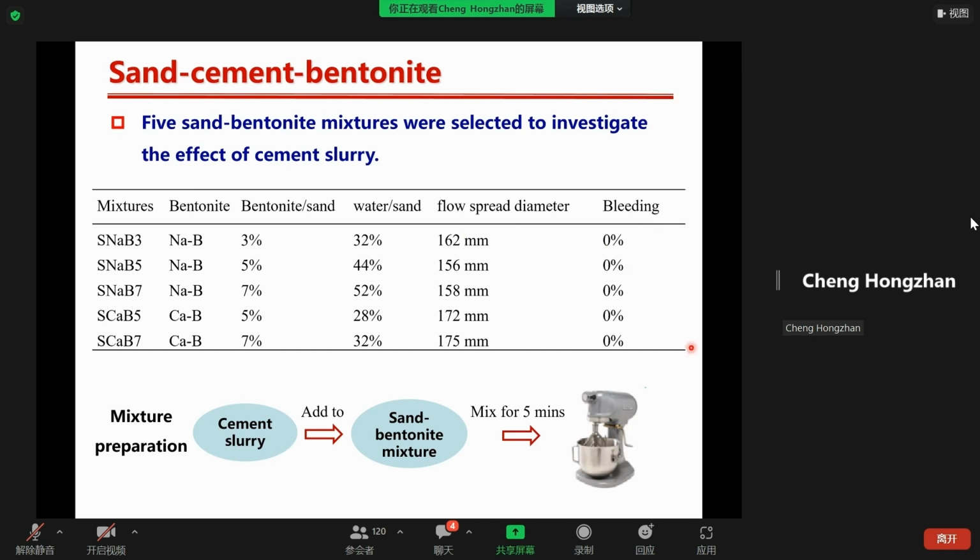To prepare the sand cement bentonite mixture, the cement slurry was added to the fresh sand bentonite mixture and mixed for 5 minutes. This process corresponds to the second phase of the cutoff wall construction, and this fresh mixture was immediately subjected to the flowability and bleeding test.